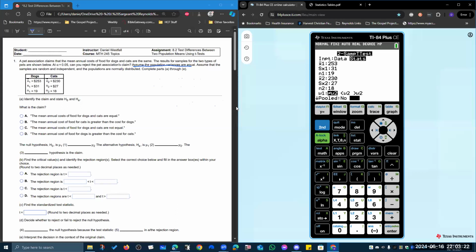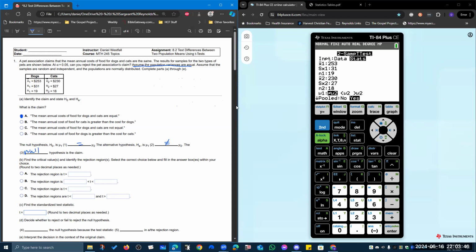for HA, because the claim actually is H naught, the null hypothesis that says that the mean annual cost of food for dogs and cats is equal. So the null hypothesis is going to be an equal sign. The alternative is going to be a not equal sign. And the null hypothesis contains the claim.